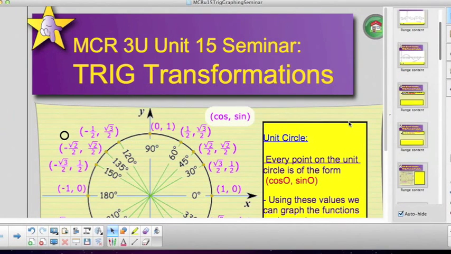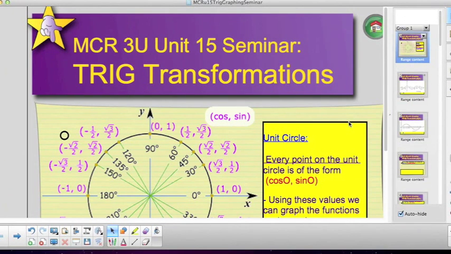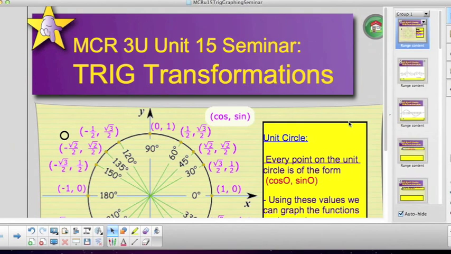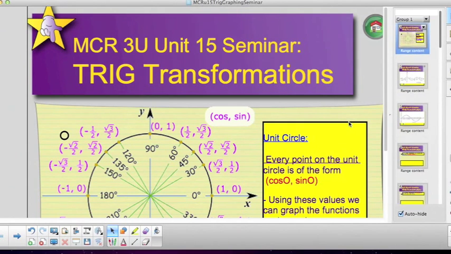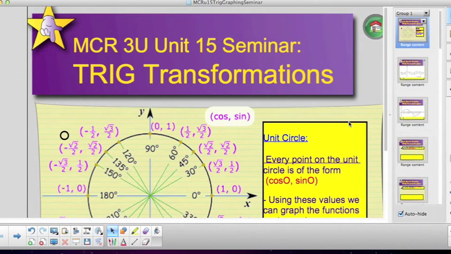This is a Unit 15 seminar on trigonometric transformations. So I'm going to go through quickly the very basics as well as the 5 key points of the sine curve and the cosine curve. And then we're going to analyze some mapping relationships.